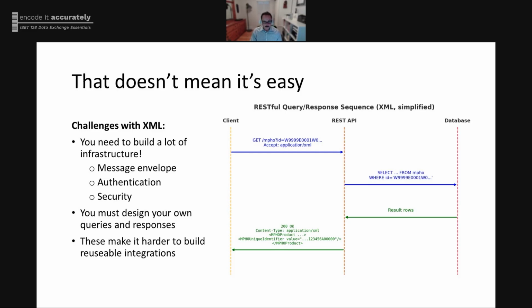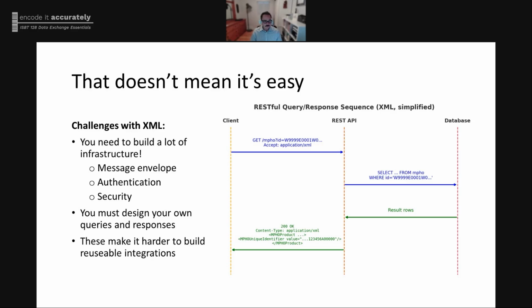But there are challenges here. And the challenge is that XML requires the implementer to provide a lot of the infrastructure. You need to provide a message envelope. You need to handle authentication. You have security and privacy considerations and the need to design your own query and response models. This complexity can raise the barrier to adoption because you're spending a considerable amount of time and money building out that infrastructure. At the end of the day, XML is just a language syntax.